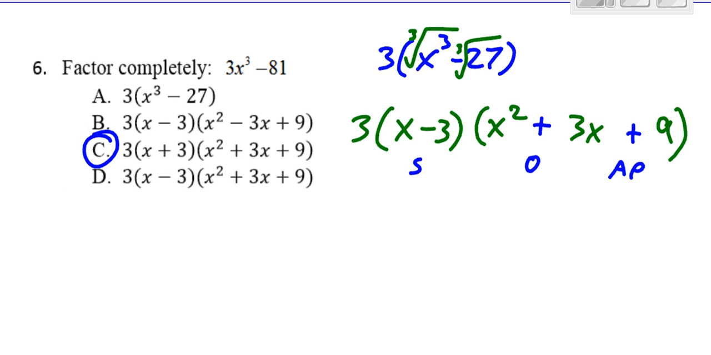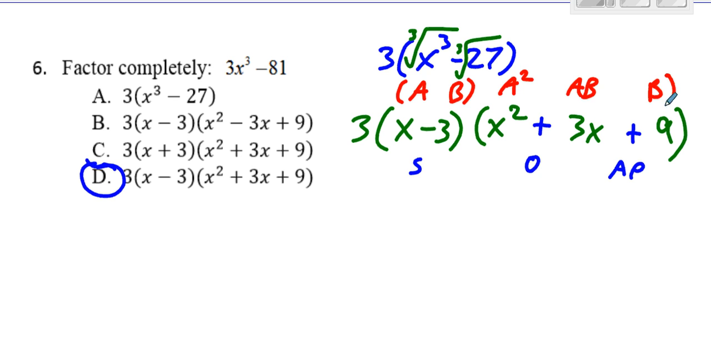So C is the right answer. Oh, circled the wrong one. D is the right answer. So when you are doing difference of cubes, it always goes to a and b, and then it's a squared, ab, b squared. It's kind of a formula to help you remember what you do with those terms.